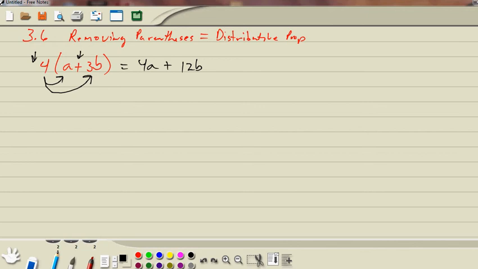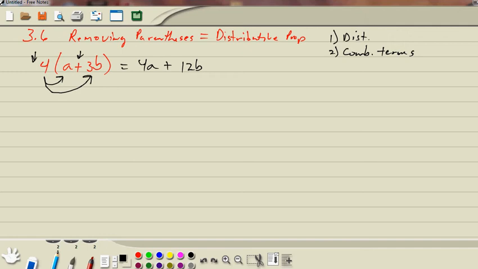I then look for opportunities to simplify, and I cannot do that any further here, so step number 1 is to distribute. Step number 2 is to combine like terms if there are any. There may or may not be any, but you need to look for those.